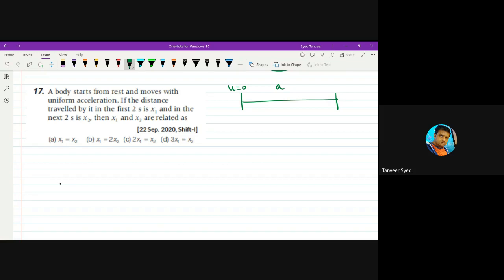Distance traveled in first 2 seconds is x1. It is t equal to 0 here, and t equal to 2 seconds here. This distance traveled is x1. Then next 2 seconds. Next 2 seconds means already it is time t equal to 2. Next 2 seconds it is t equal to 4. Distance traveled is x2. This. What is the relation between x1 and x2? Think.